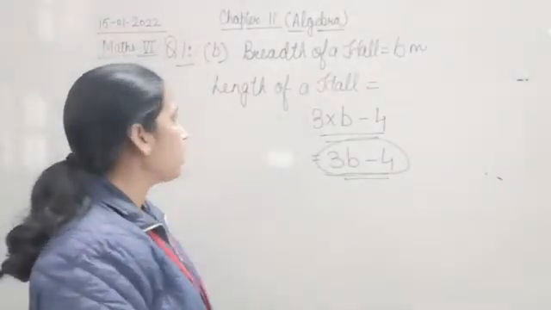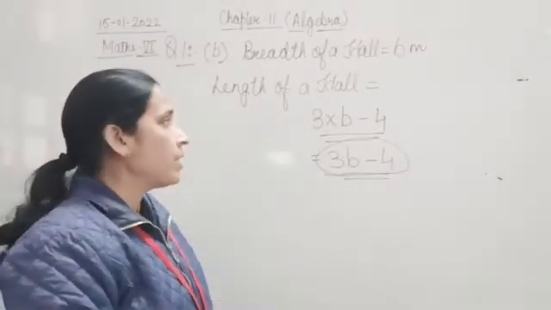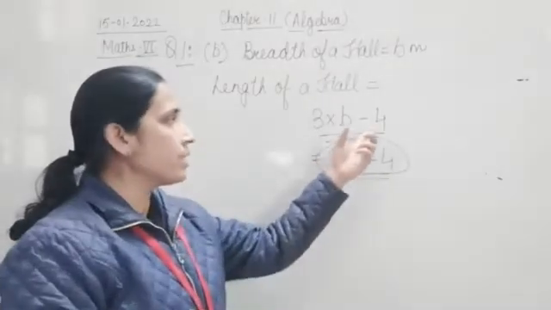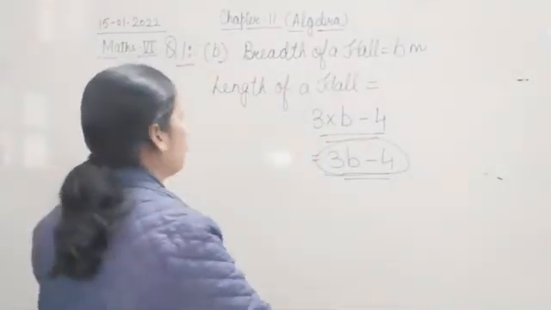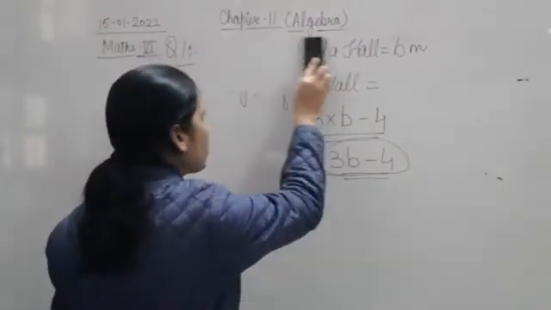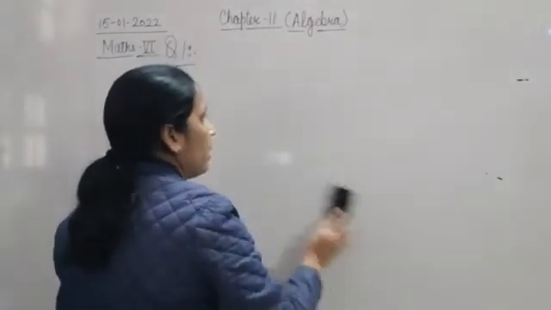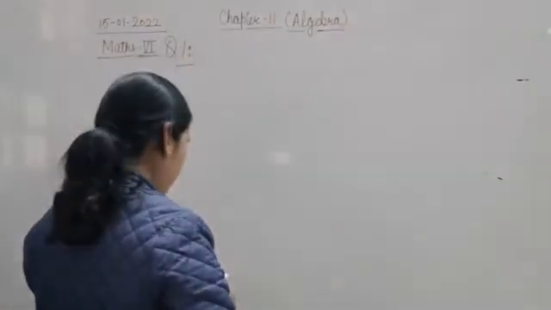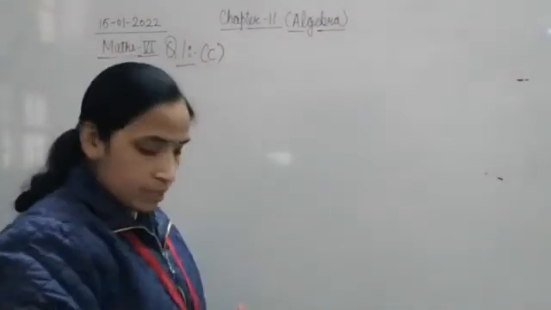Breadth of the hall is b meter. Length of the hall is 4 less than 3 times its breadth. So this is your question number 1, B part. Let's come to question number 1, C part. Let's start with the C part.